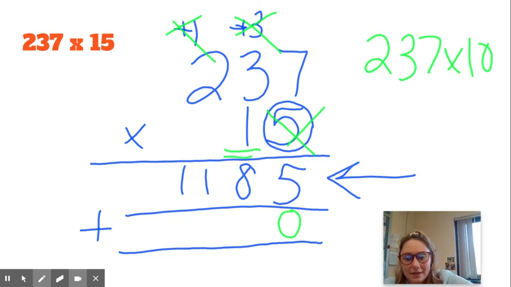1 times 7, 1 times 3, and 1 times 2. All right. I hope you got that as your partial product. If you didn't, stop and think about where you might have made a mistake. Go ahead and add those partial products together to find our final product.